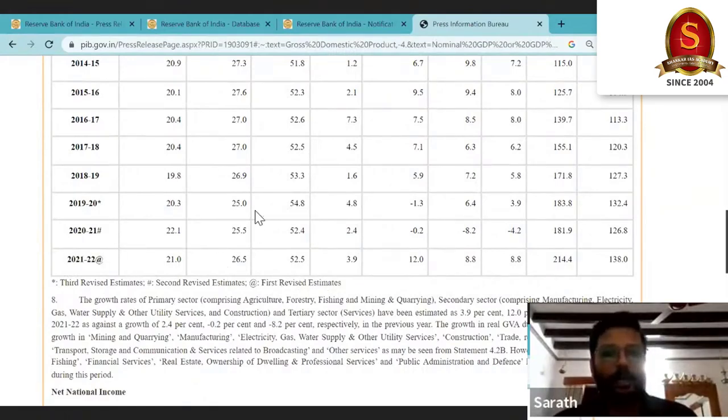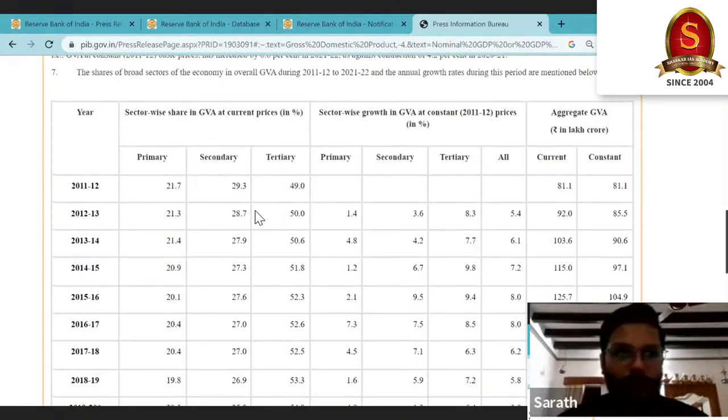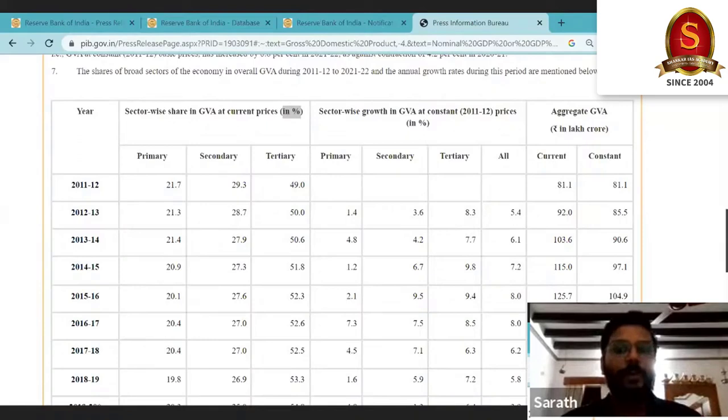Now the question is this. Just take a look at the data. One is sector-wise GVA at current prices, and the sector-wise GVA growth rate is also given. What matters for us is the first one, in percentage. This is what we are going to look at, not the growth rate. If you remember the question that was asked, it said the tertiary sector has been contributing around half of India's GVA. So it's not the rate of growth; it is the contribution of that particular sector which we focus on.